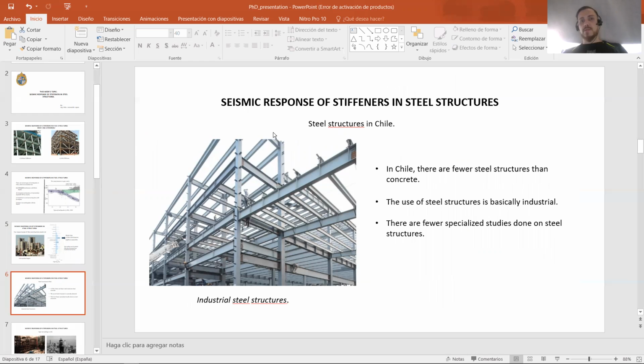For example, the steel structures in Chile are fewer than concrete. The use of steel structures is basically industrial, and there are fewer specialized studies done on steel structures. So this picture is an example of a steel structure.